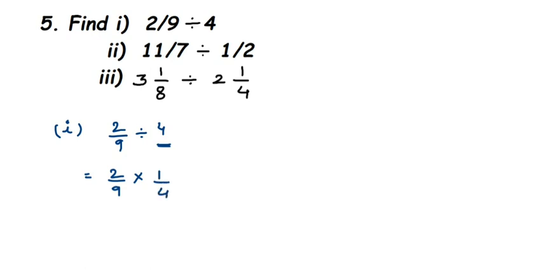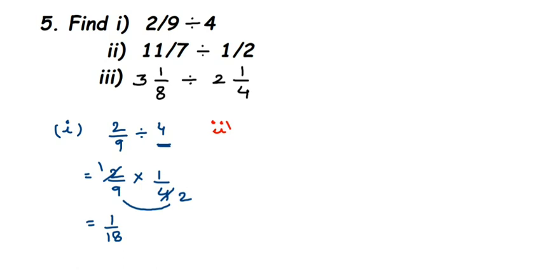Now if you don't know what is reciprocal, you have to just interchange numerator and denominator. So 4 is nothing but 4/1, they both are same. So its reciprocal will become 1/4, you have to just interchange, that's it. Now you just solve it, try to cancel numbers, we can cancel 2 and 4. 2 ones are 2 and 2 twos are 4. So 9 and 2 is left in the denominator. So 1/18 is the answer. So that was the first question.